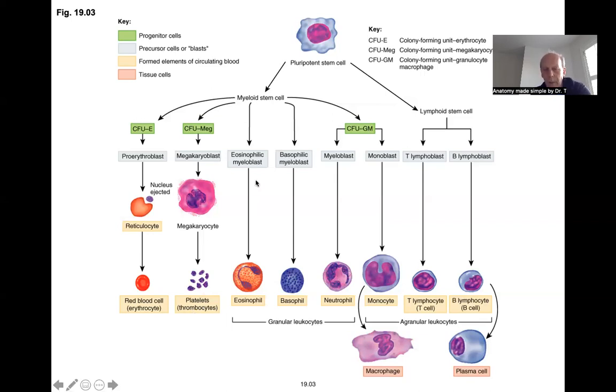As we already know, there are 3 different types of granular white blood cells or granular leukocytes, and here they are: eosinophilic, basophilic, and neutrophilic. Their nuclei are segmented, but because of presence of granules, we call them granular leukocytes.